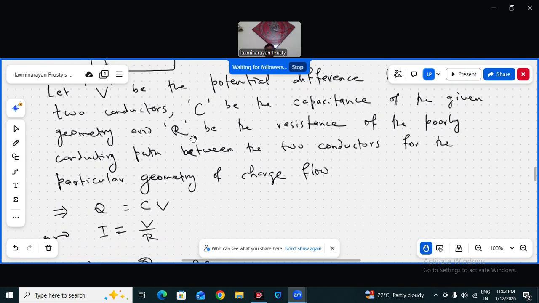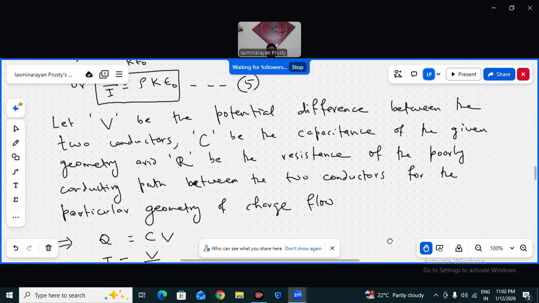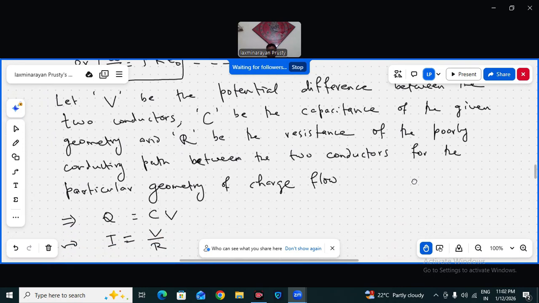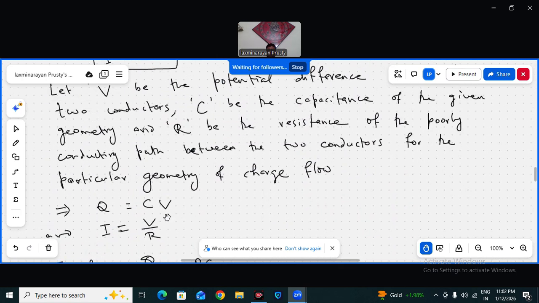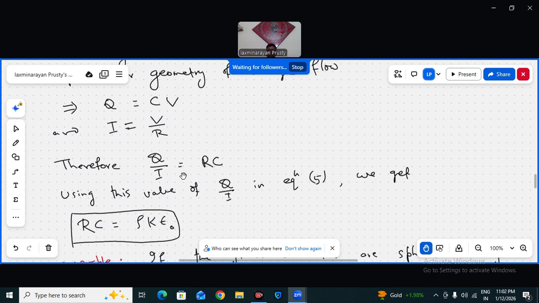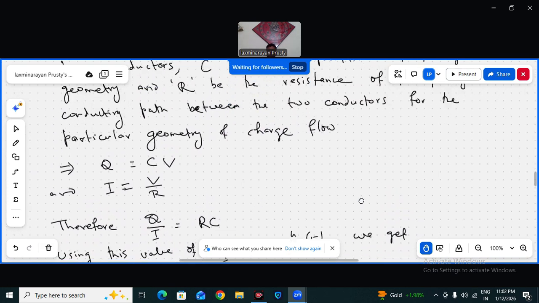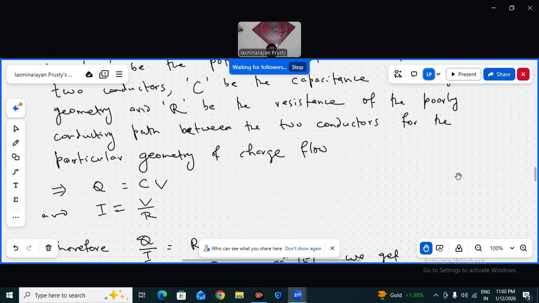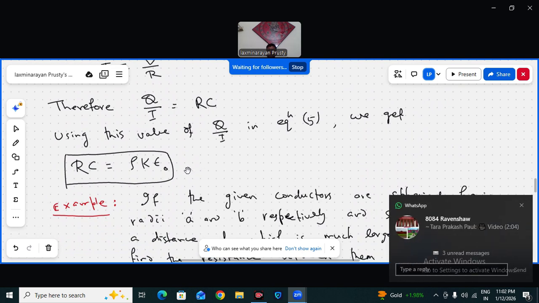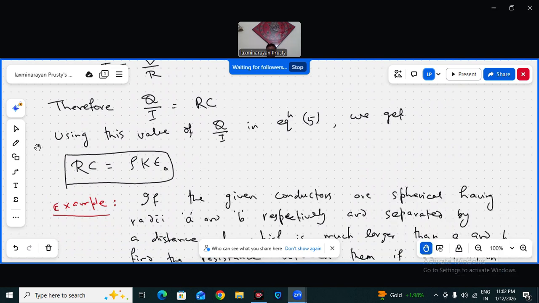So that means Q must be C into V and capital I must be V by R. These two we know. So this Q by I ratio, I can write as CV by V by R. So Q by I will be how much? V cancels, so RC. So Q by I is RC, and looking at equation 5, RC is rho K epsilon 0.